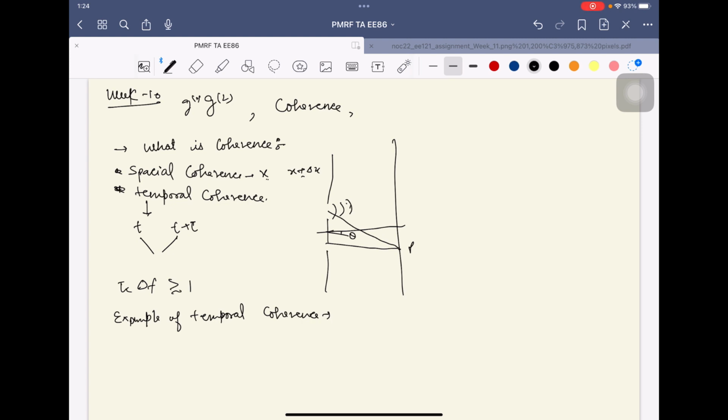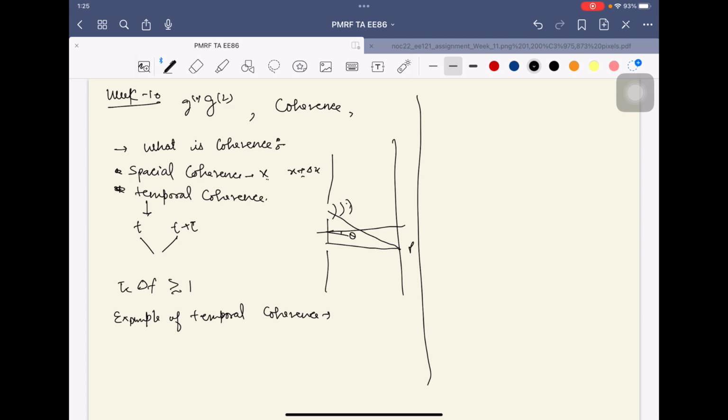So how can we measure the temporal coherence? With the Michelson interferometer, Mach-Zehnder interferometer, and all these interferometers we can calculate the temporal coherence. Similarly, the spatial coherence also. So these are some basic key concepts for coherence.